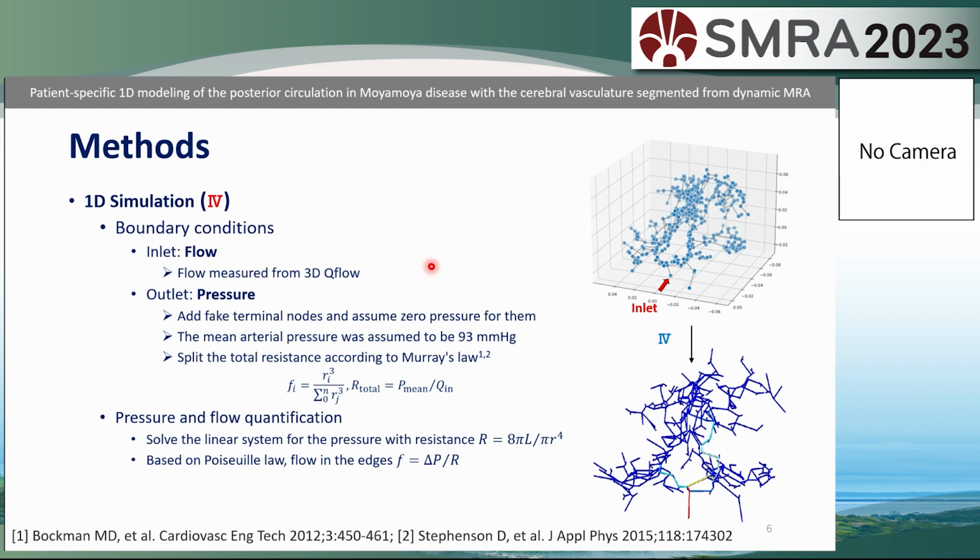Overall, this problem can be simplified as solving a linear system for the pressure. Because we know the length and radius for each arterial segment, we can calculate the resistance for each segment. And after calculating the pressure, we can further calculate the flow for each segment.